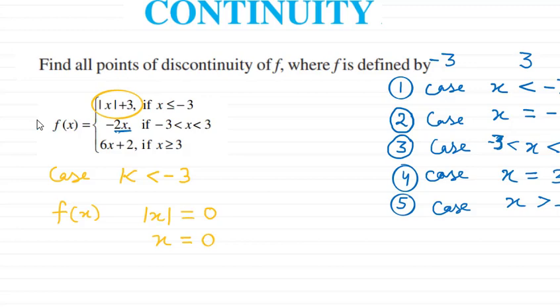So that means for all values greater than or equal to 0, your function f(x) will be x only. Now for all the values less than 0, your function f(x) will be negative of x. This much I think it's clear.